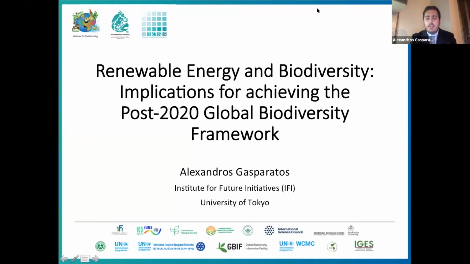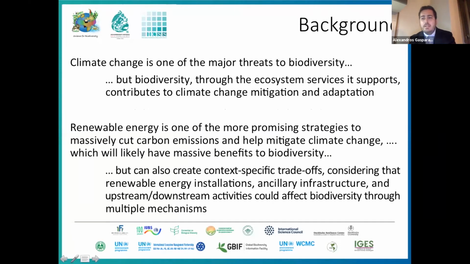I think all of us in this event most likely agree that climate change is one of the major threats to biodiversity, but also that biodiversity, through the ecosystem services it supports, contributes to climate change mitigation and adaptation. At the same time, there is little discontent, I think, to say that renewable energy is one of the more promising strategies to massively cut carbon emissions and help mitigate climate change, which will likely have very big benefits to biodiversity. But also there is mounting evidence that there are some context-specific trade-offs, considering that renewable energy installations and infrastructure and upstream and downstream activities could affect biodiversity through multiple mechanisms.